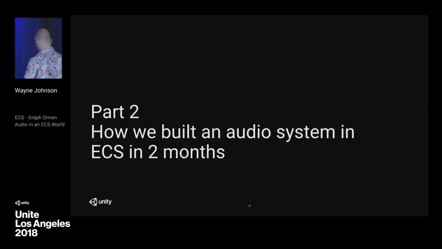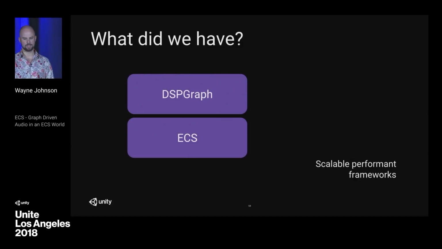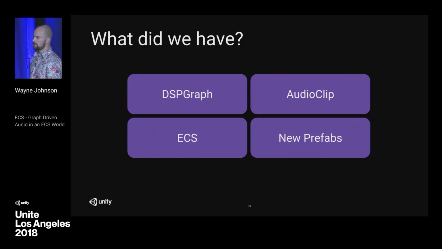So, now with that introduction, how did we actually build an audio system completely on top of ECS in 2 months? I can tell you that it was pretty daunting. But we knew that we had a couple of things up our sleeves. We had DSP Graph, we had ECS, so we had this performant framework. We also had the new audio clip reading functionality and new prefabs. The new nested prefab system was also a massive gain for this demo.